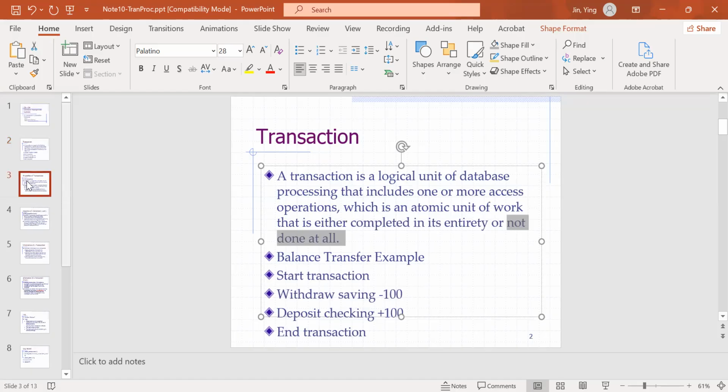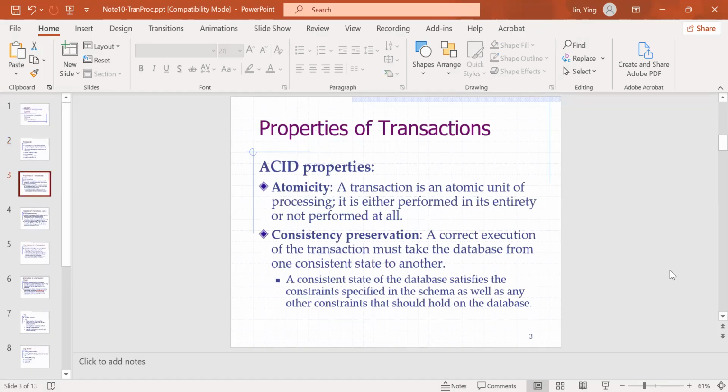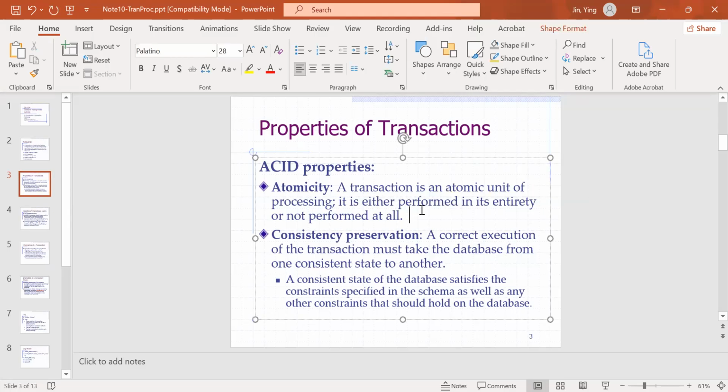All right, let's move on. There are four most important properties of transactions, the ACID properties. The first one is atomicity. This one says a transaction is one unit of processing, exactly as in the example in the previous slides. Either we perform all the operations or nothing at all. Again, this is the all or nothing property.